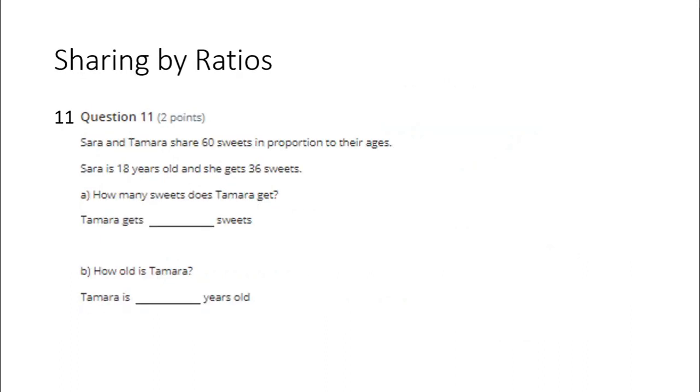Question 11, sharing by ratios. Again, ratios, a topic that I know that we need to practice and we will be practicing a lot. Sarah and Tamara share 60 sweets in a proportion of their ages. Sarah is 18 years old and she gets 36 sweets. How many sweets does Tamara get? If there's 60 sweets in total and Sarah got 36 of them, Tamara will get the rest. So 60 minus the 36 is 24 sweets for Tamara.